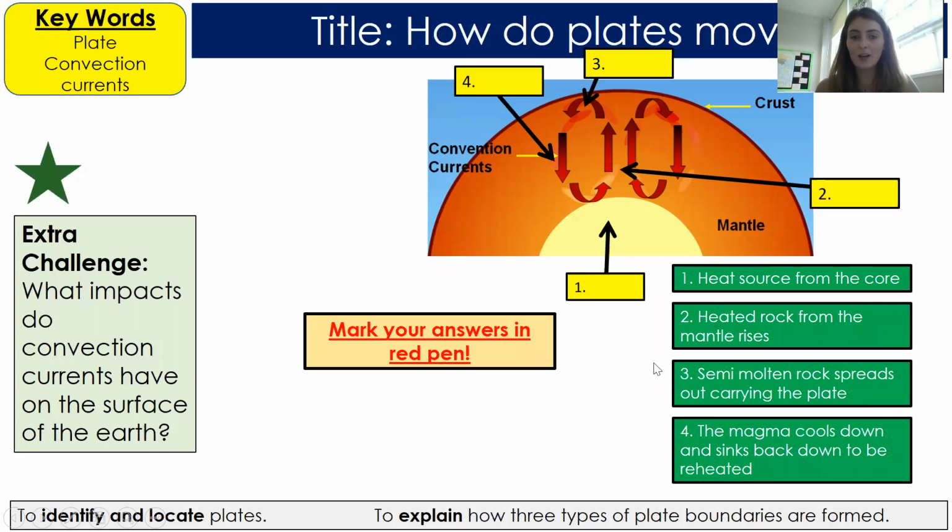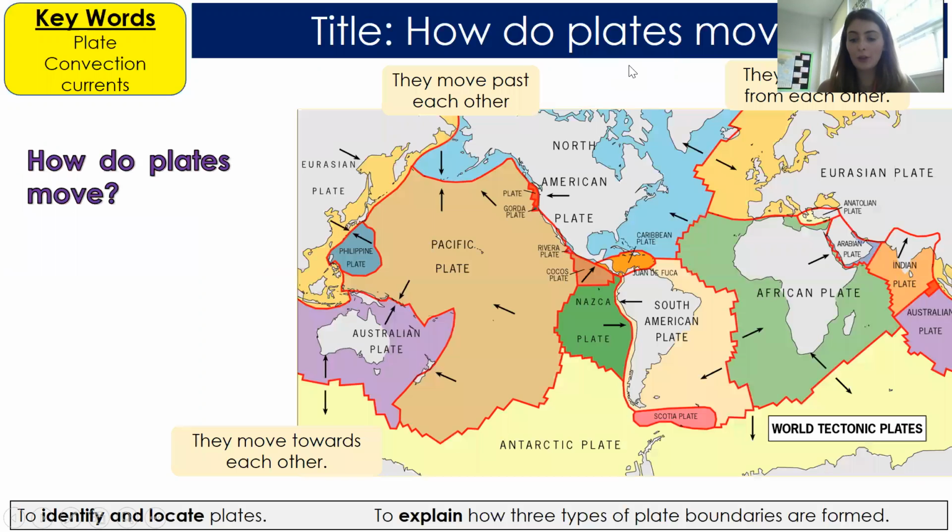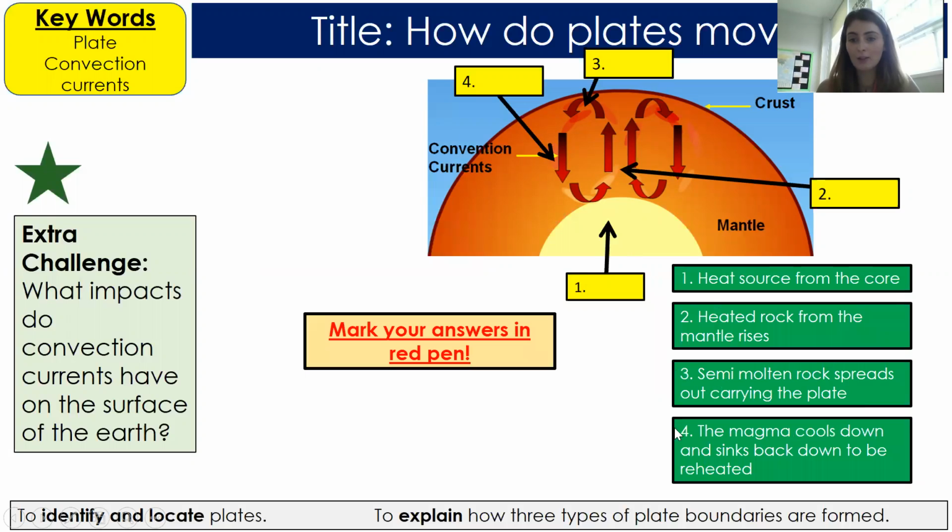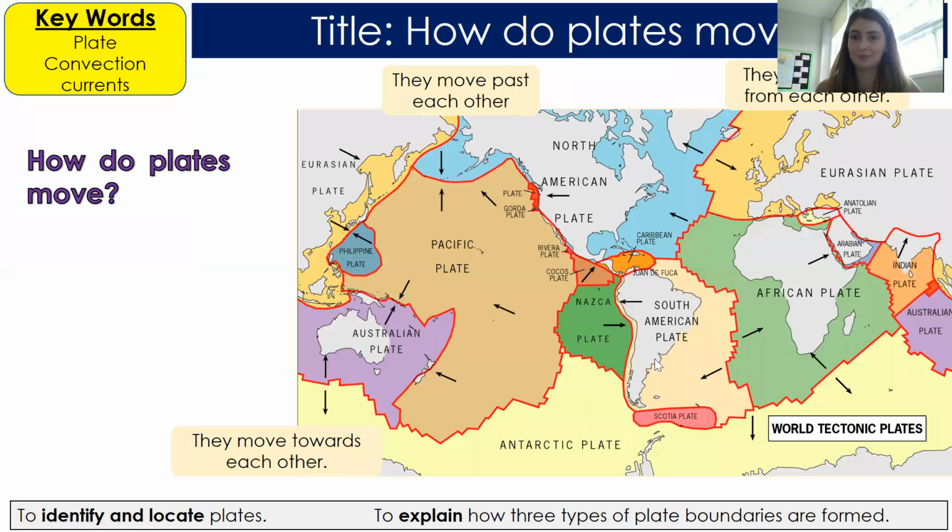So the answers are here, if you could mark them in red pen if you've got one on you. Number 1 is the heat source from the core. Number 2 is pointing out heated rock from the mantle, which is rising. Number 3 is showing semi-molten rock, which spreads out carrying the plate. So it's molten rock that's slightly cooled as it's got closer to the crust. And number 4 shows the magma, which is really cool now, which sinks back down to be reheated.